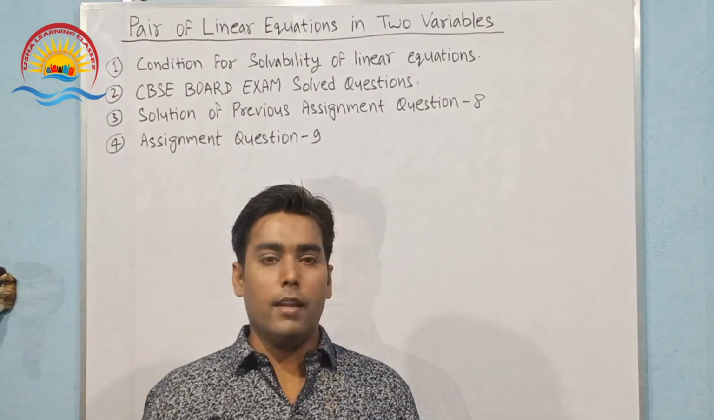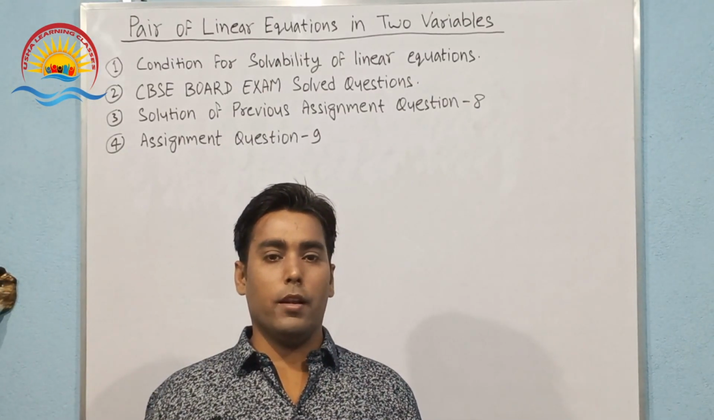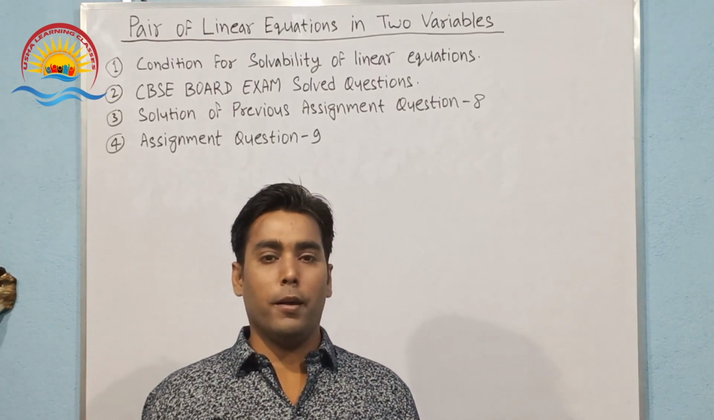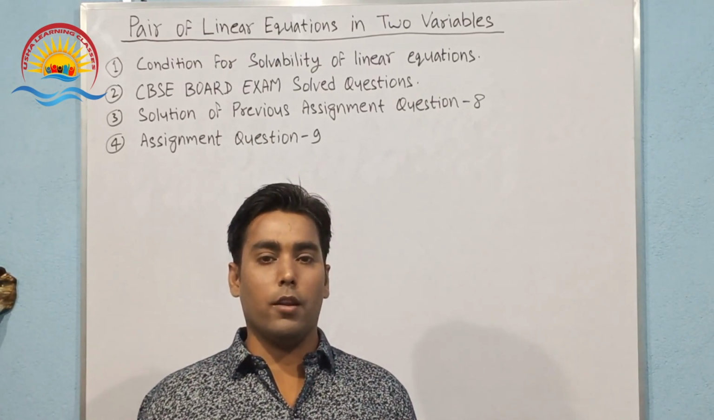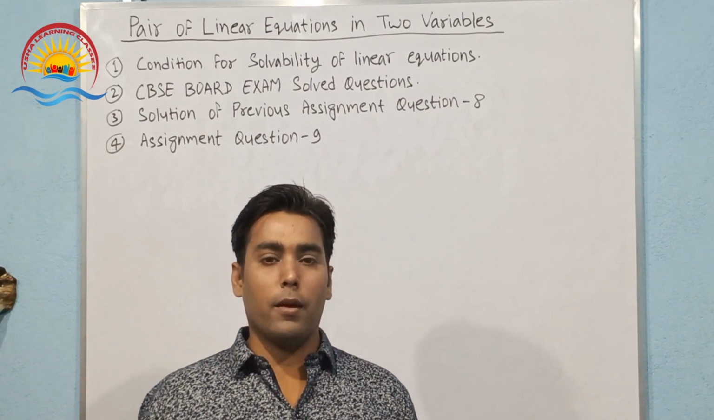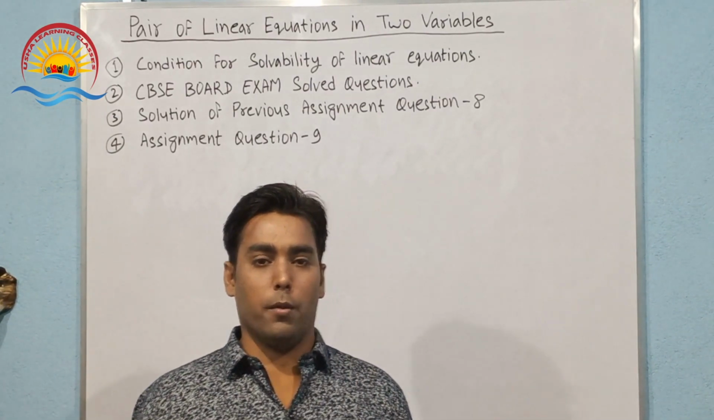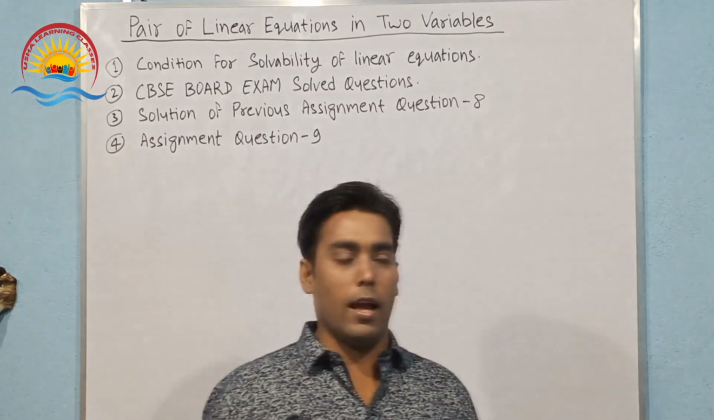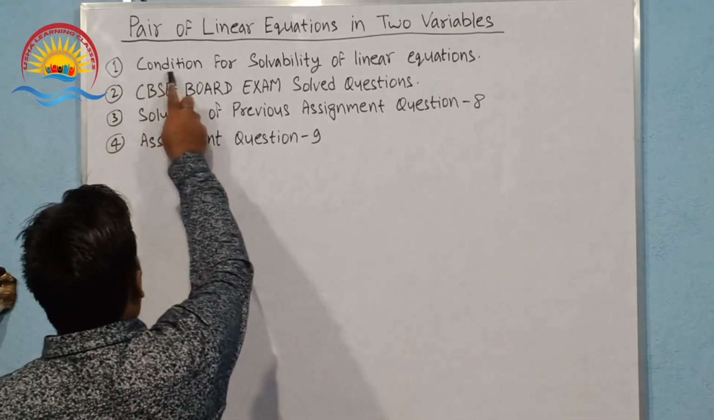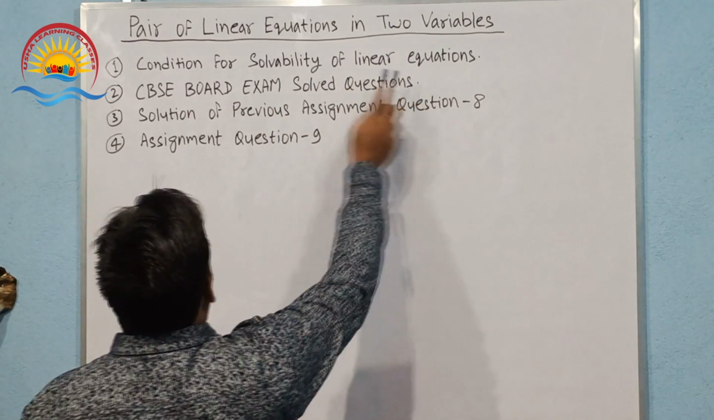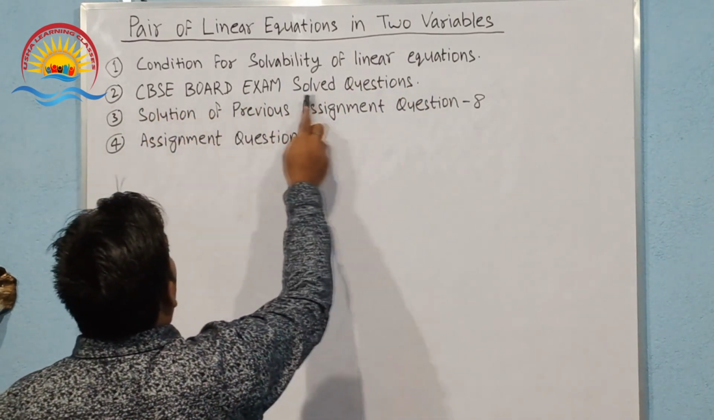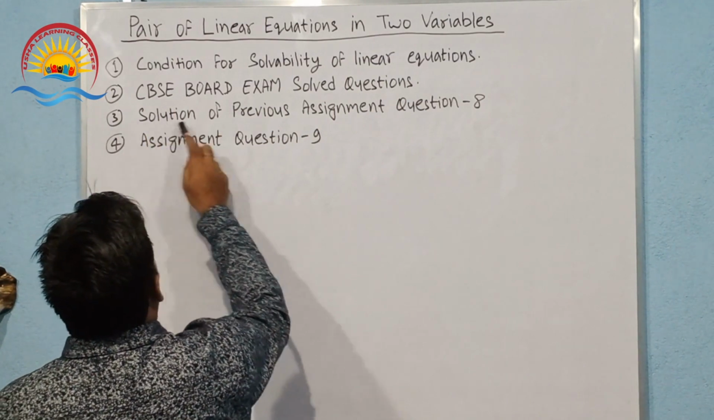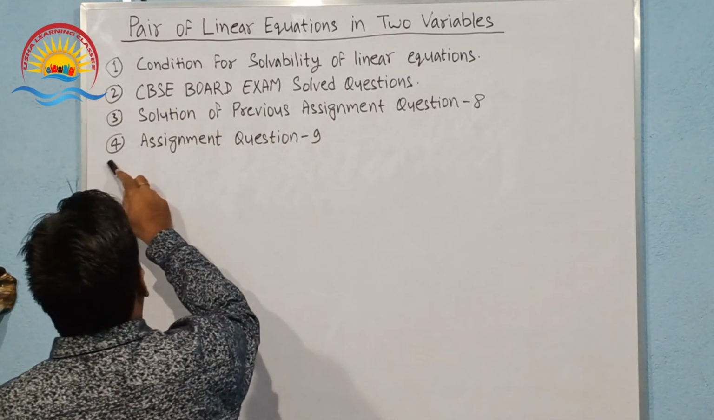We are going to conduct video classes of class 10th mathematics CBSE board in a series of videos. In our previous videos in chapter 3, pair of linear equations in two variables, we have completed the topics general form of a pair of linear equations in two variables and graphical method of solving a pair of linear equations in two variables. Today we continue and we will cover the topics: number one, condition for solvability of linear equations; number two, CBSE board exam question solved; number three, solution of previous assignment question 8; number four, assignment question 9.